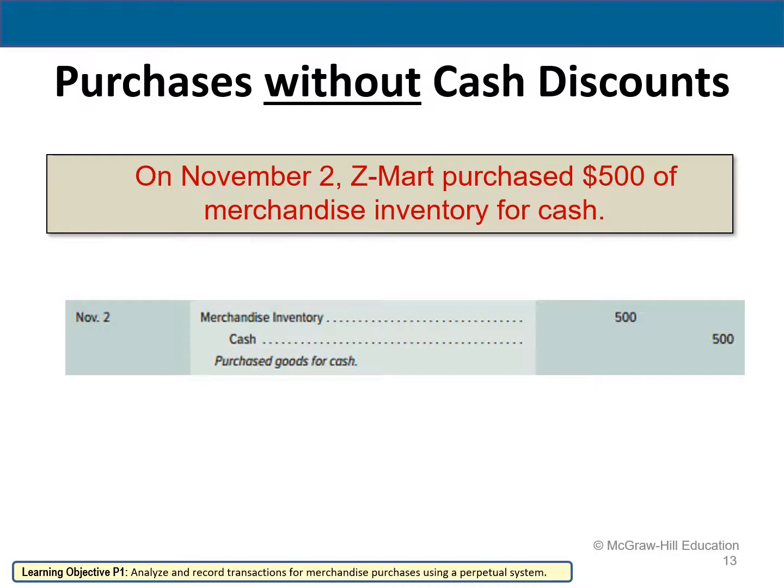And we'll get into that, but for the purposes of this example, we're going to purchase some inventory for cash, basically. So on November 2nd, Zmart purchased $500 of merchandise inventory for cash. And so inventory is an asset account, and we know that asset accounts are increased with debits and decreased with credits, right? So you have an increase to your merchandise inventory for $500, and we're going to reduce our cash, $500. Okay, easy peasy.